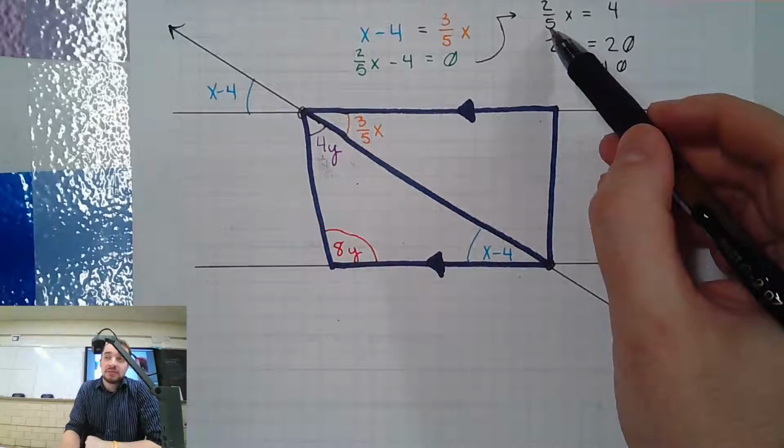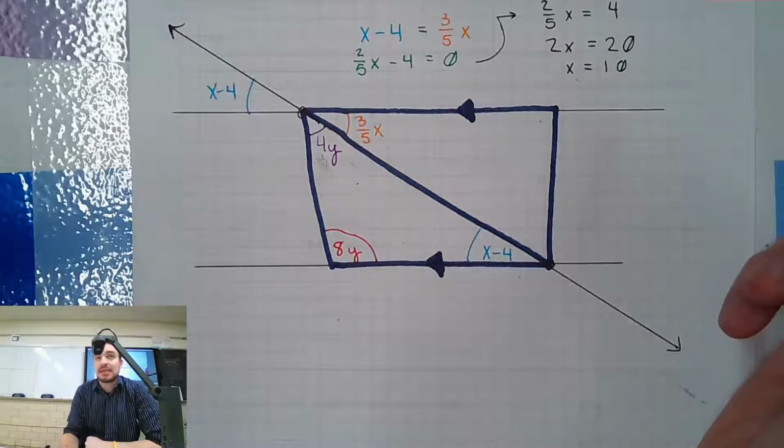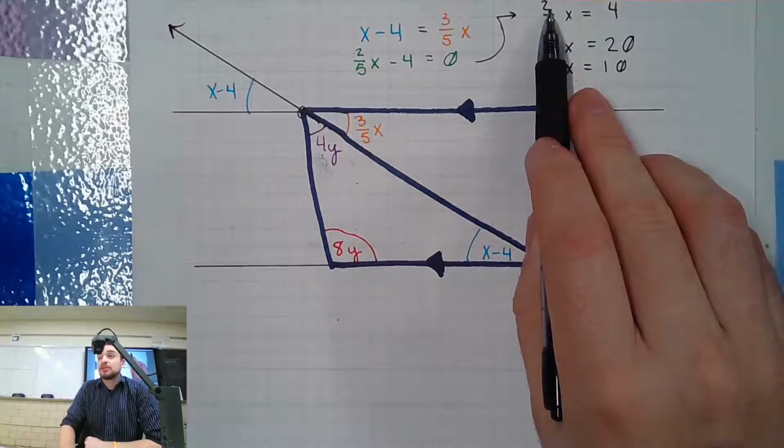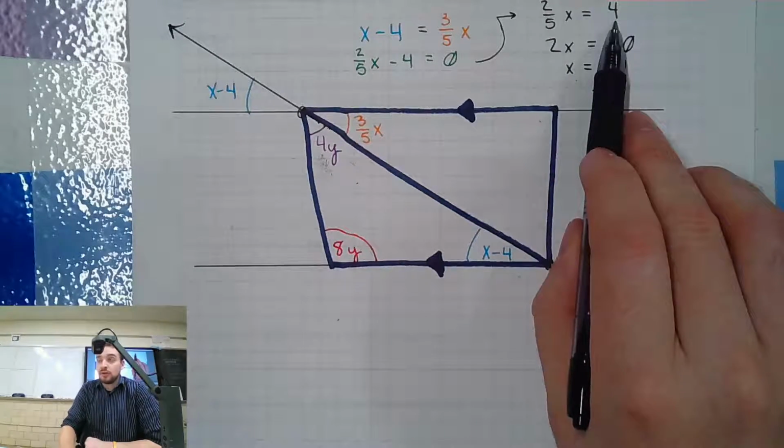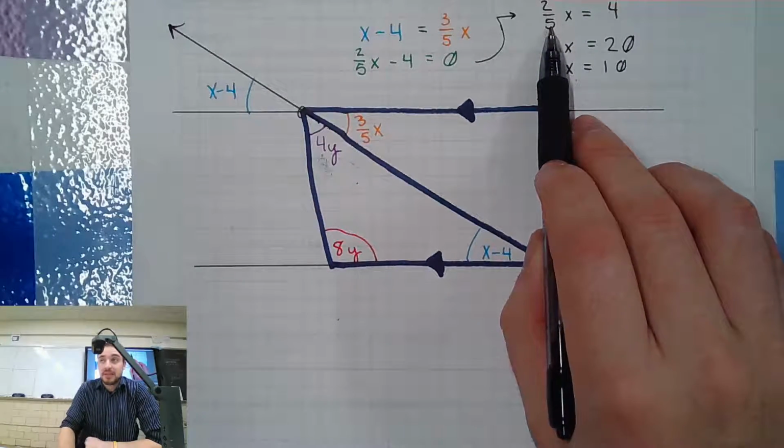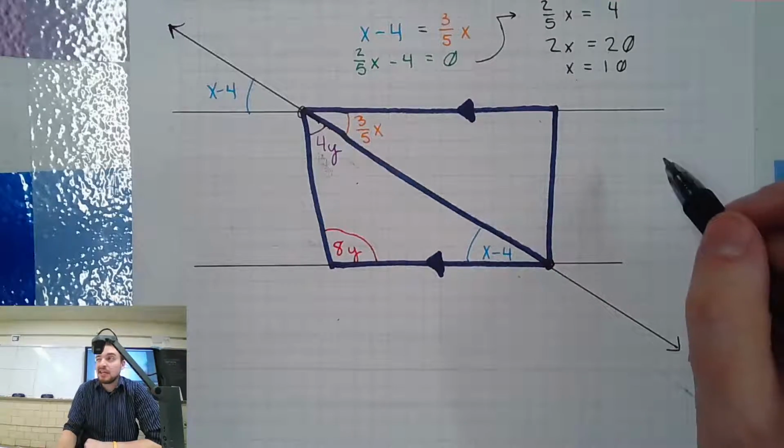Again, the bottom part is division. The top part is multiplication. You can get rid of them in either order. We could have divided by 2 first and gotten 2 over here and a fifth over here. And then to get rid of a fifth, we get to multiply by 5. We get 10 anyway, right?